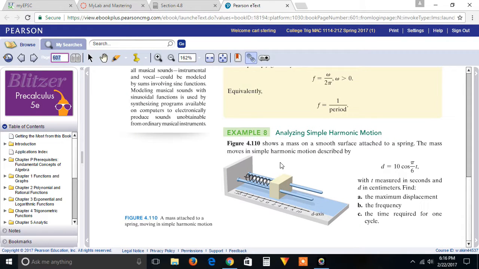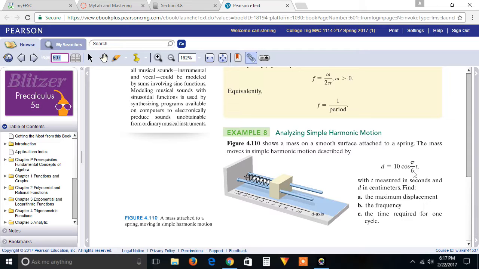Alright, we have jumped ahead to page 607, and as you can see, we now have analyzing simple harmonic motion. We have our value here. This was known as the amplitude, and now it's going to be known as the maximum displacement. We have the two other sections, the frequency and the time required for one cycle. This is also known as the period. And we have a couple formulas for those that I'd like to show you. We can see them on the following page.